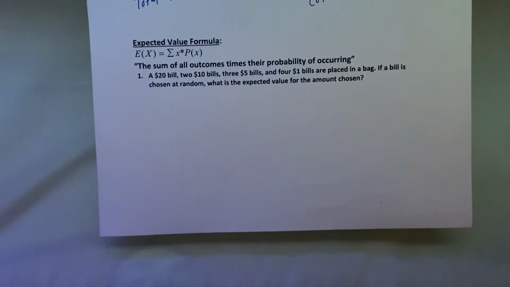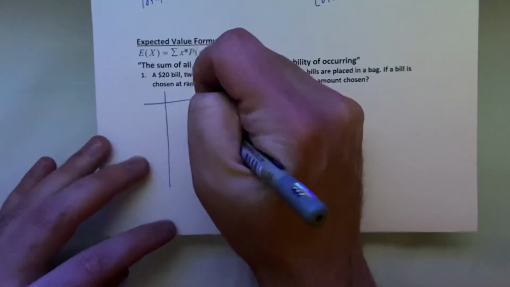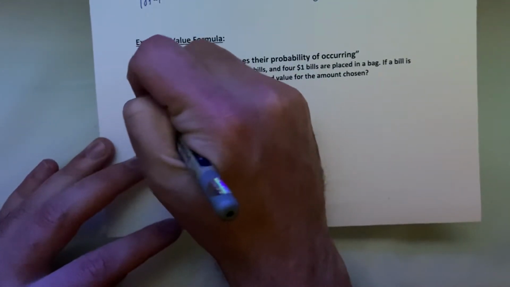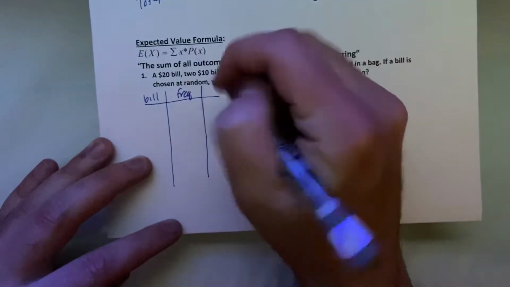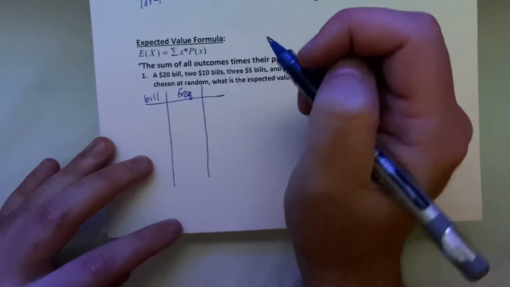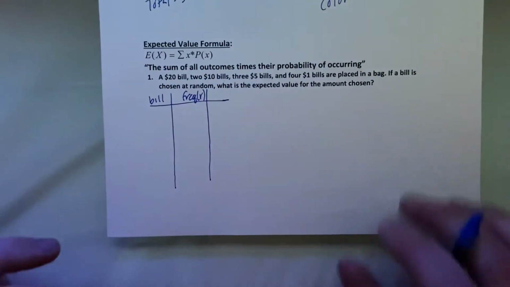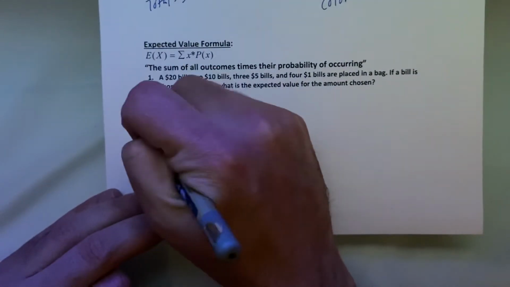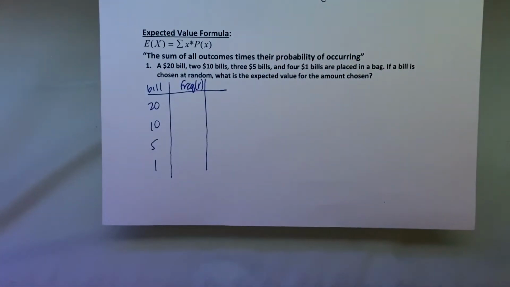So a $20 bill, 2 $10 bills, 3 $5 bills, and 4 $1 bills are placed in a bag. If one bill is chosen at random, what is the expected value for the amount chosen? So we have the bill and the frequency. We'll do the frequency in relative terms. This is the probability that occurs. So the $20 bill, a $10 bill, a $5 bill, and a $1 bill are options, and that's their numerical value as well.